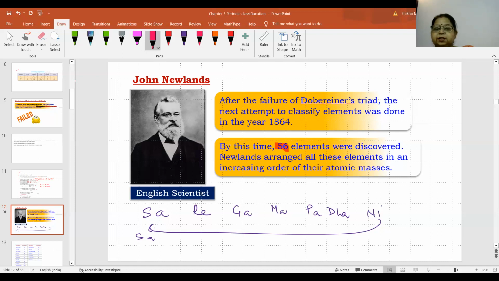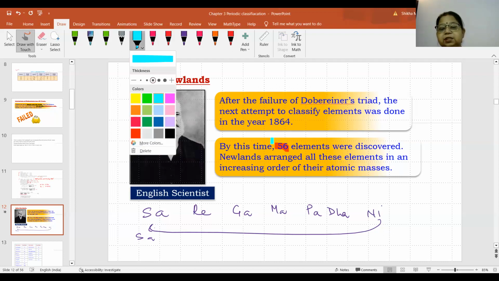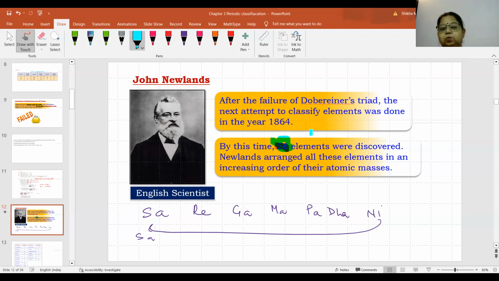And this number is critical or important for us, that at that time only 56 elements were known. Sometimes there is a confusion, or you may be asked to do a match the column question. Today we know, you can write it down at one place, today we know about 118 elements. Previously, at the time of Mendeleev, Mendeleev knew about 63 elements and Newlands knew about 56 elements only. So crisscross matching has to be there, right?